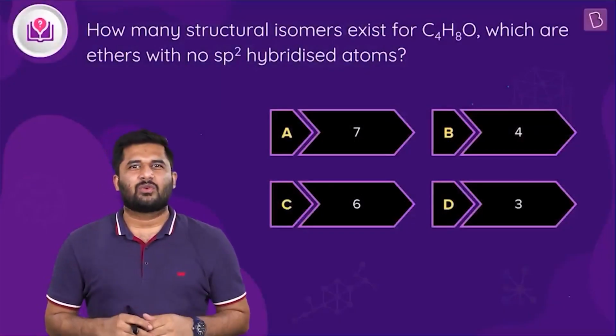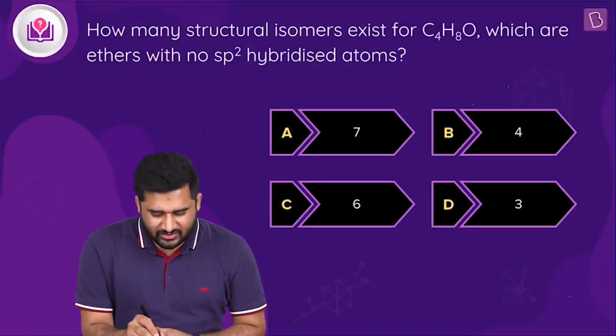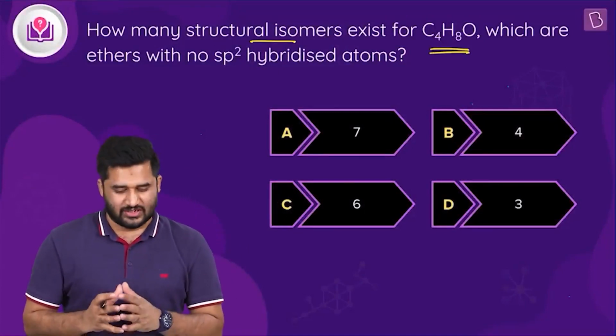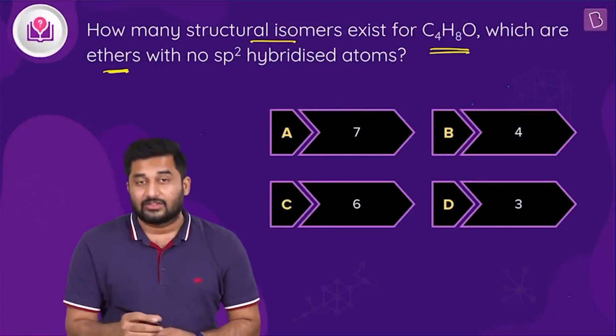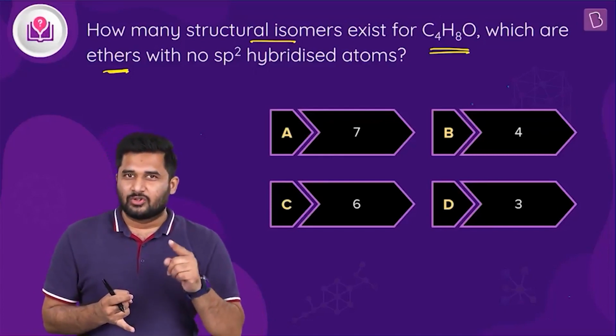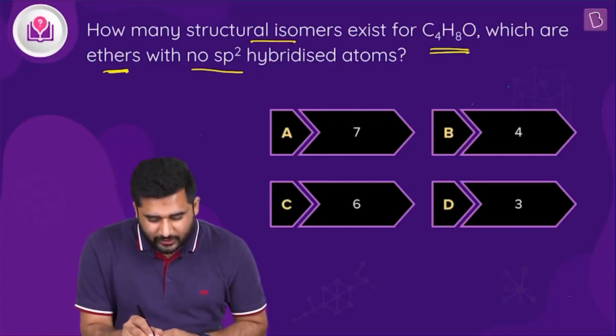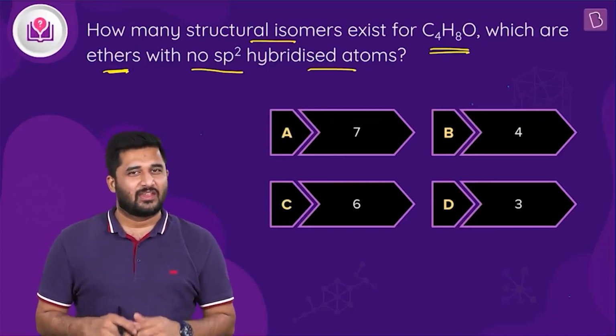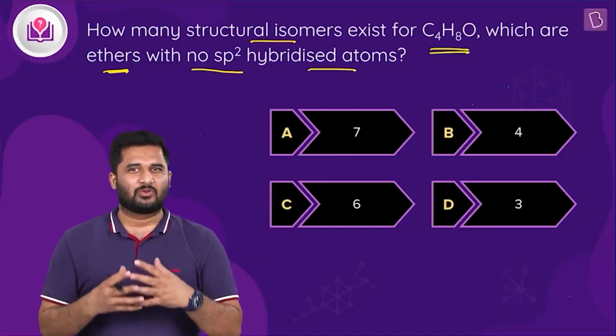Let's have a look at this question. The question is, how many structural isomers will exist for this molecule, which is C4H8O, which are ethers? So all these structural isomers that we have to tell about should be ethers with no sp2 hybridized atom. So it should not contain any sp2 hybridized atom. Very interesting question. Let us see how to answer.